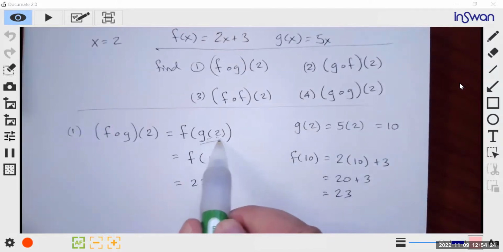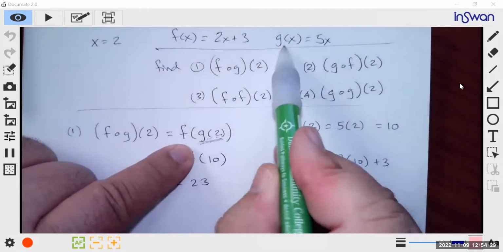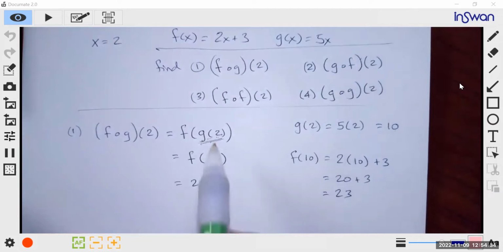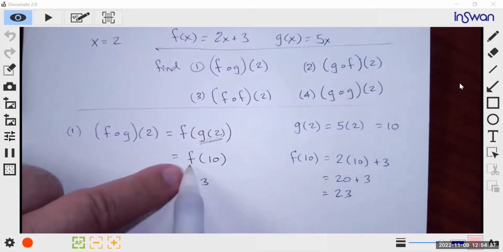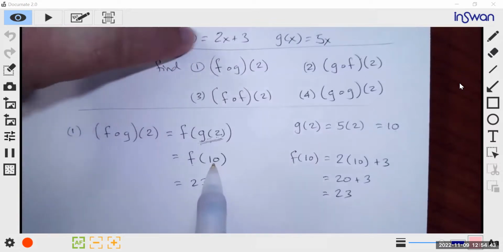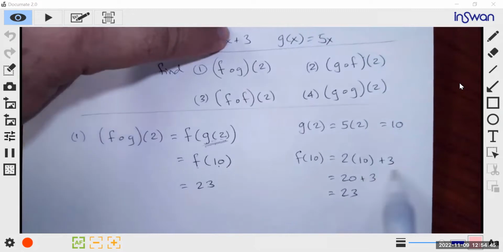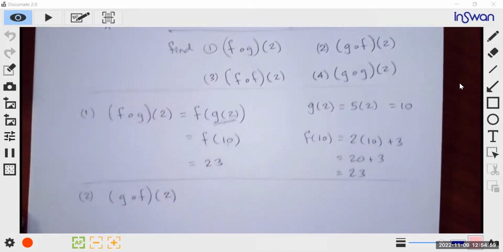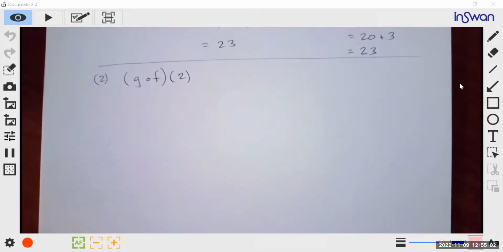You have to work inside out, order of operations. What is g of 2? Well, the function g is 5x, so in place of x I put a 2. 5 times 2 is 10. So now this becomes 10. The function f says 2x plus 3, so in place of x, I put a 10. 2 times 10 plus 3, and work it out. Do the same thing with g of f. You have the functions there.